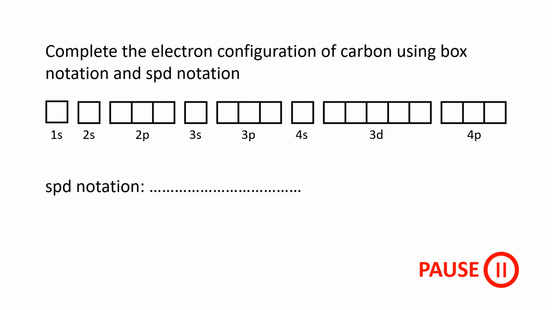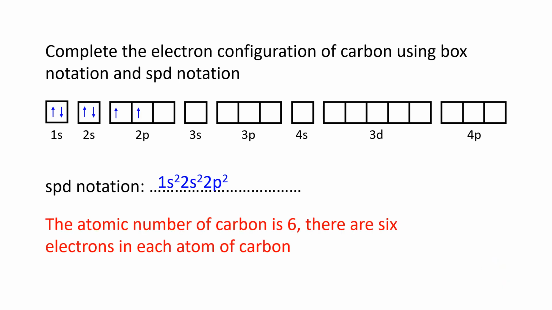Complete the electron configuration of carbon using box notation and SPD notation. The atomic number of carbon is 6. There are 6 electrons in each atom of carbon. The answer is completed in blue. Notice that 2 of the 2p orbitals contain a single unpaired electron. The third 2p orbital is empty.